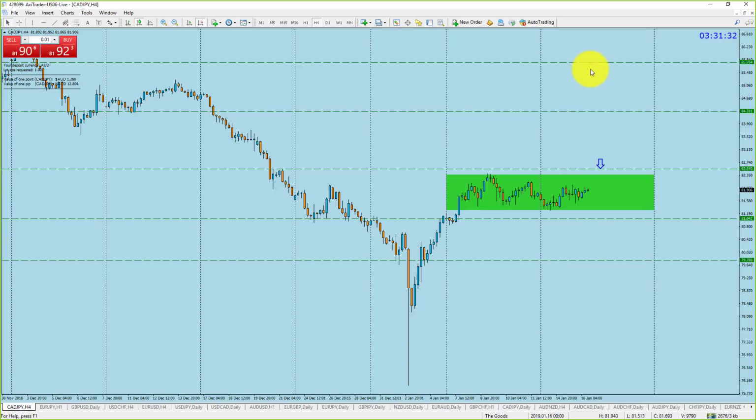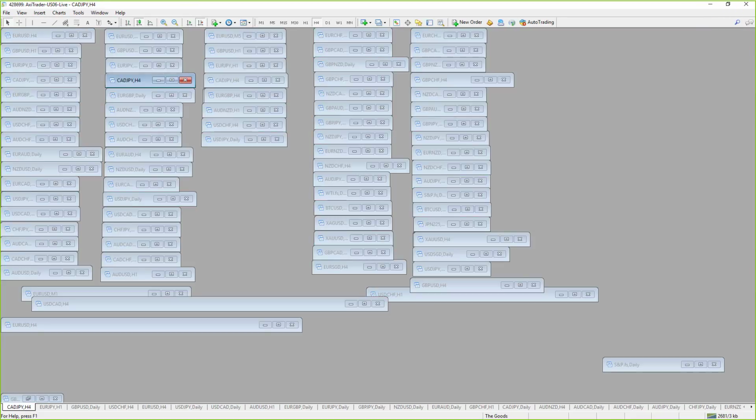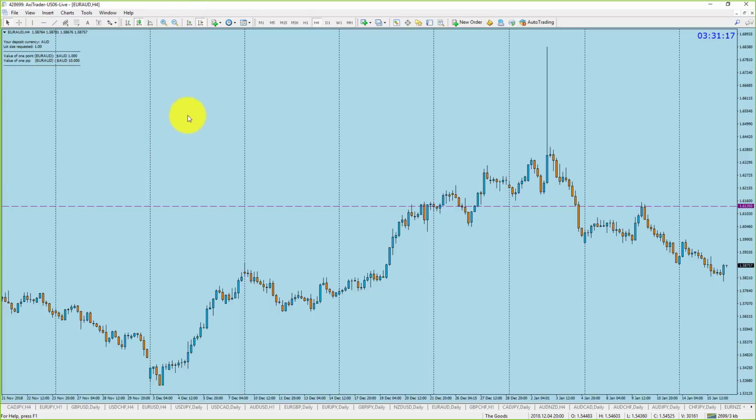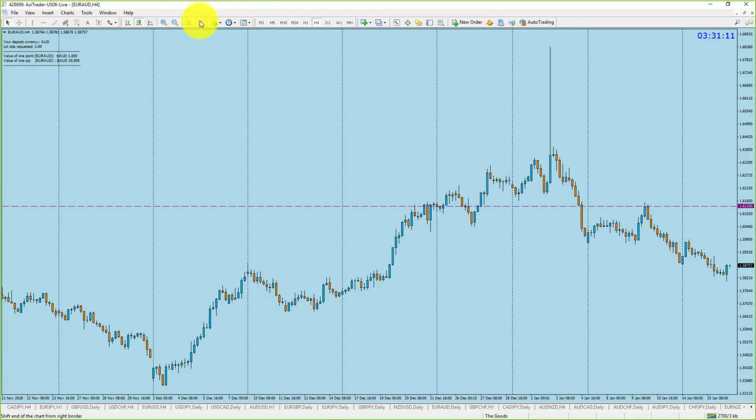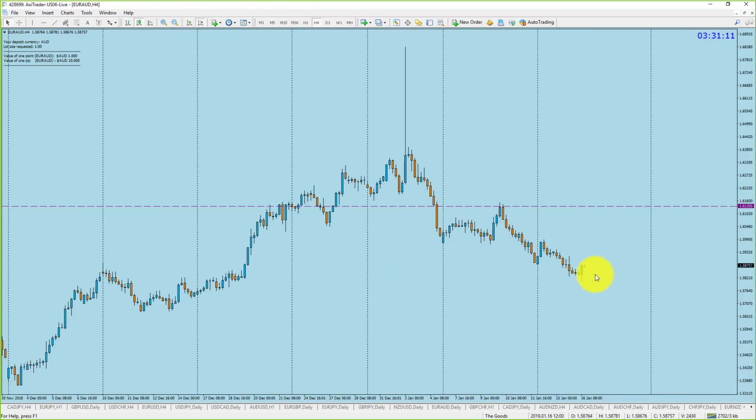So I can show you some more that might be of interest. Like the Euro Aussie is in a good spot too. I'll show you here. Where is my Euro Aussie chart? There it is. Okay, so the Euro Aussie right now, we've got our bullish candle, nice. This is the first one we've had in a while.